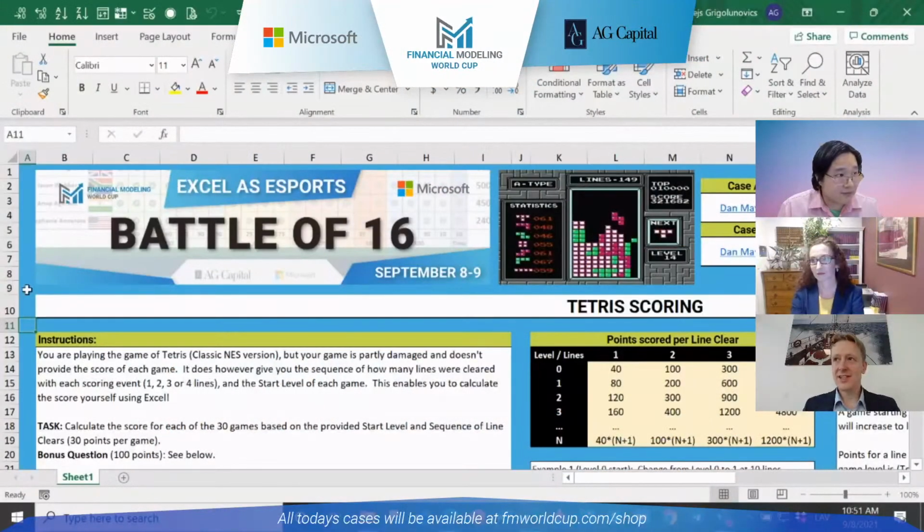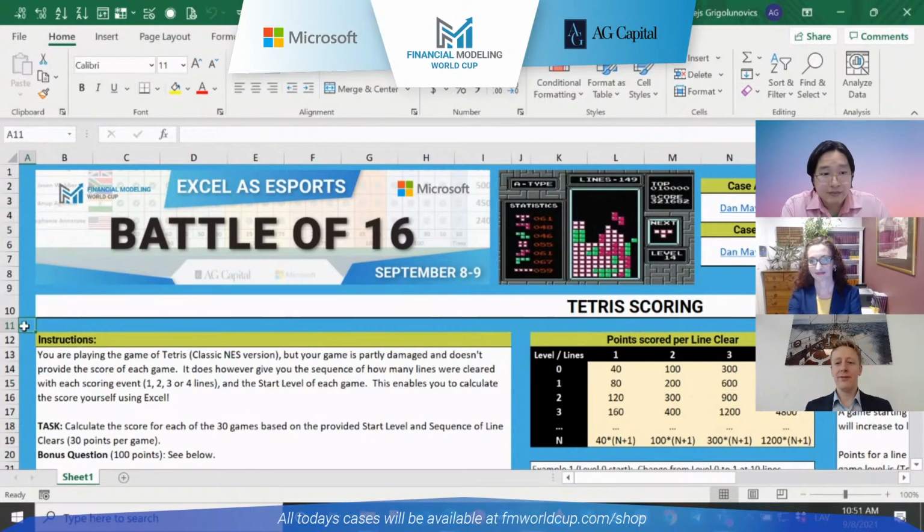I think Andrew is going to give us an overview of the case. Sure, let's move on and see what we're up to. We have just played a game of chess. Before that, there was a bingo evening, and now we're up to playing Tetris. This case was actually created by Dan Mayo, a long-time leader of the model case design team, so he's very experienced in writing different cases.